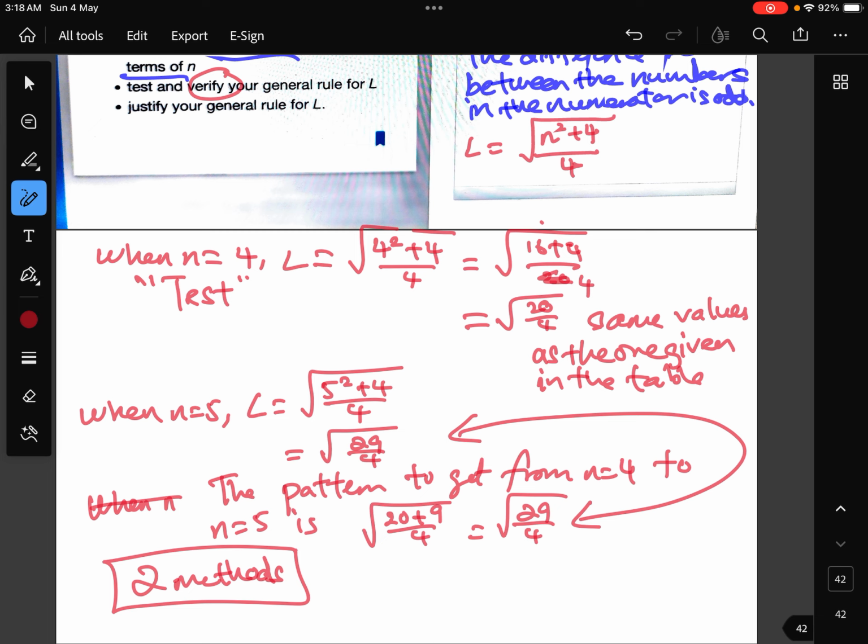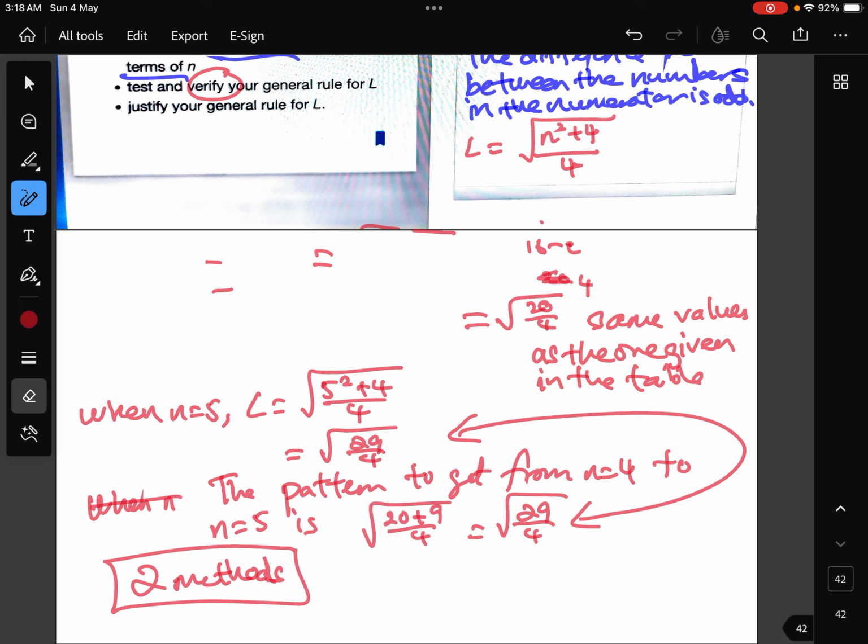Okay, and finally we want to look at how we could justify the general rule, and that's going to be the one that gives you 4 marks if you're able to justify this entire general rule here. So I just want to show you how we can prove this general rule, which is the same thing as how we can justify this rule as well. So I'll show you how we can do this.